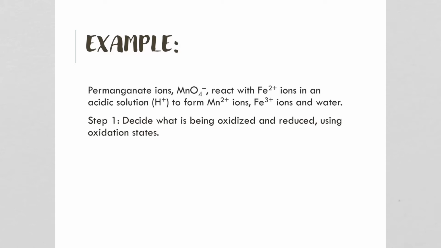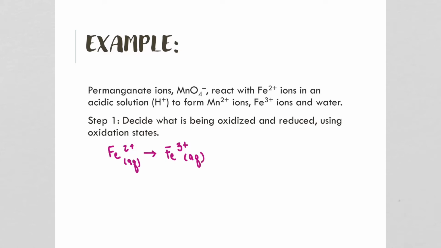So first thing we need to do is decide what's being oxidized and what's being reduced using the oxidation states. So first of all, the iron ions are being oxidized to form iron 3+ ions, and that's because there's an increase in the oxidation state from +2 to +3. So we're going from Fe2+ and it's becoming Fe3+. So that one was easy enough. It said right in the equation that it was being oxidized. So that's the first one.